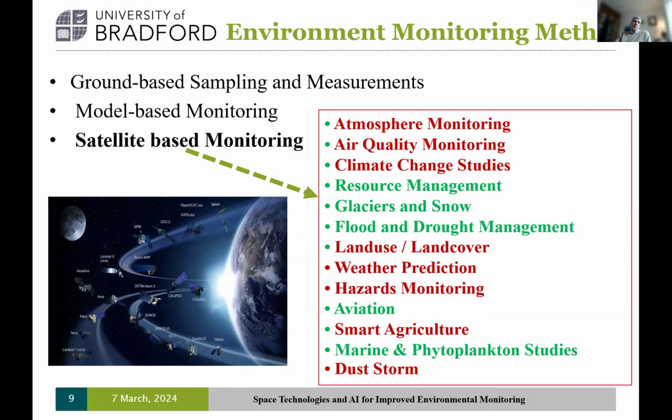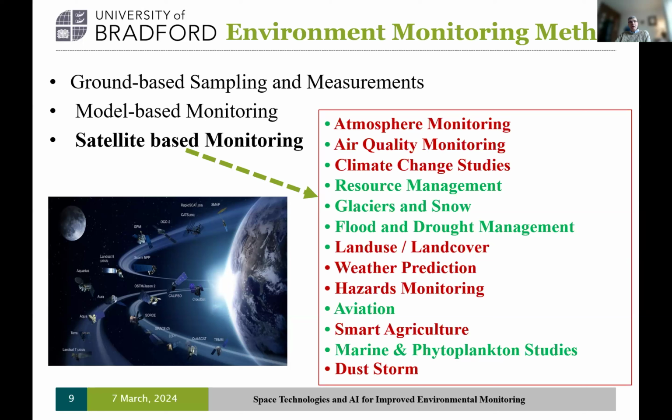So hence, it's becoming very important now to monitor the environment. And we have three major methods that can help us. We can do ground-based sampling and measurements, where you can take samples continuously. You have measuring stations on the surface of Earth. You can model to understand. Or my own passion is to use remote sensing or satellite-based monitoring.